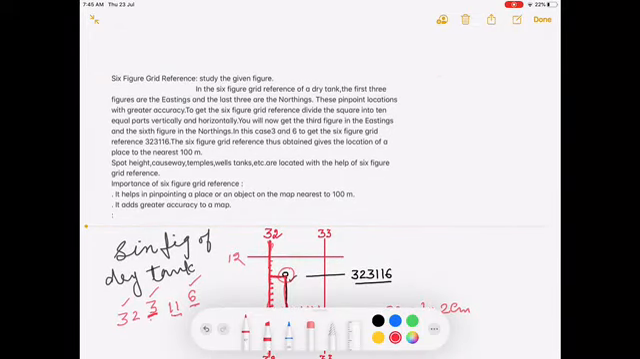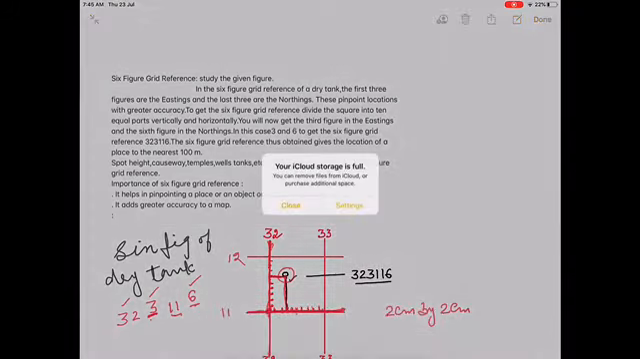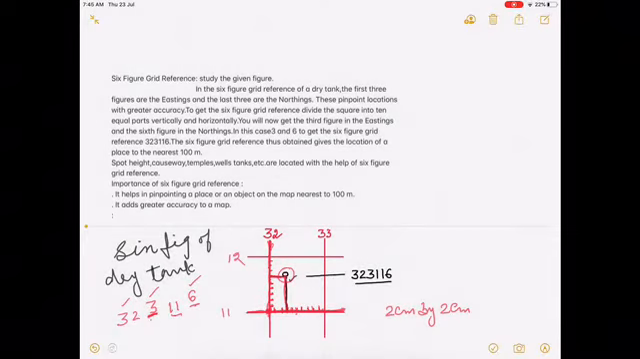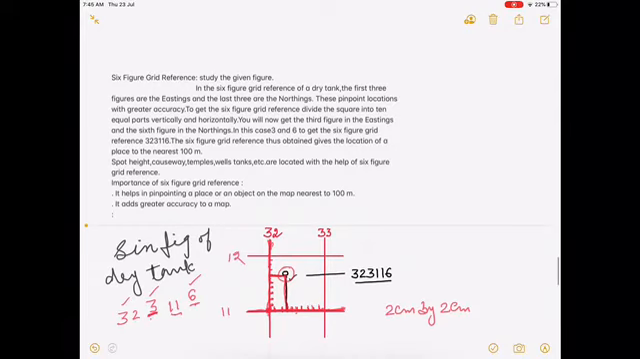So here children, I have written the third and the sixth, to get the six-figure grid reference, 32 3, 11 6. The six-figure grid reference thus obtained gives the location of a place to the nearest 100 meter.